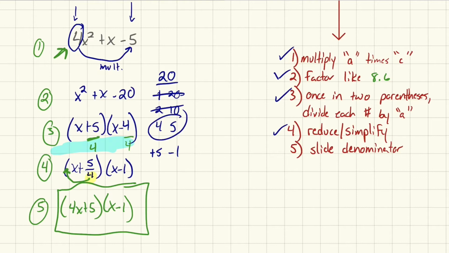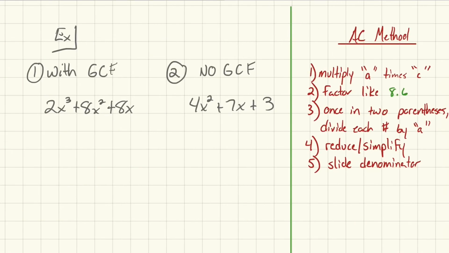So let's look at 2 examples here. We have one example where we do have a greatest common factor. We have another example where there is no greatest common factor, and we'll talk about how to handle those. So our first example is to check the problem for a greatest common factor, right? Is there one? We know there is.